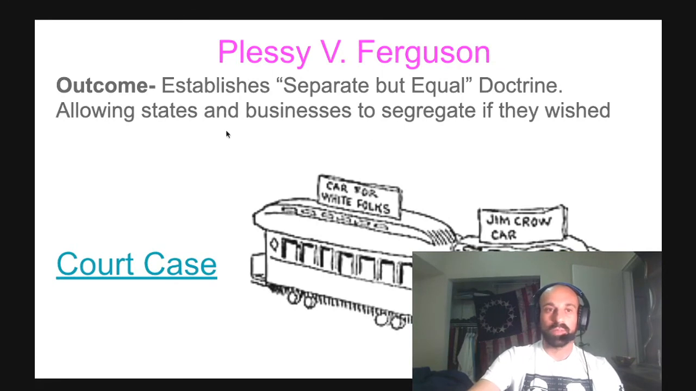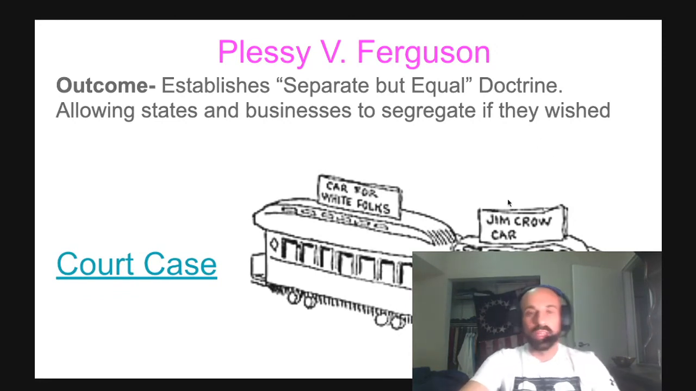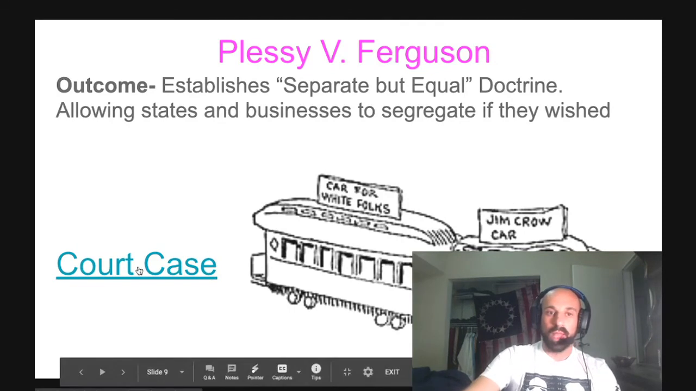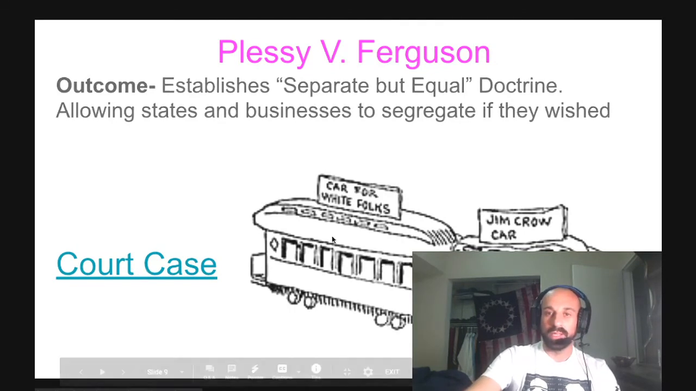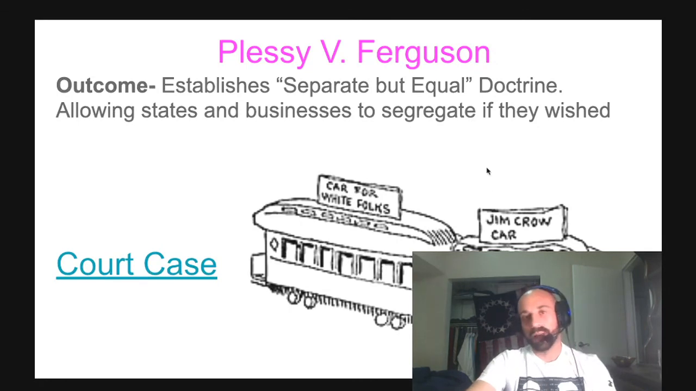So next we have Plessy versus Ferguson, and this establishes separate but equal, allowing states and businesses to segregate if they so wished. And you will have the court case here. This really set up Jim Crow laws that you should remember from your U.S. history class.